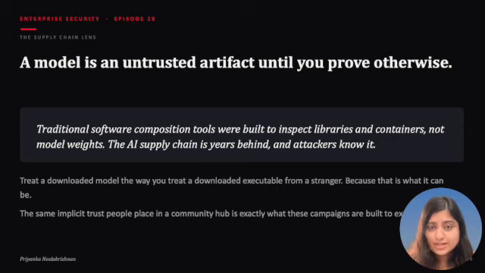So, treat a downloaded model the way you would treat a downloadable executable from a stranger on the internet. Exactly the same. Treat it the same way, just like how you treat a downloaded executable from a stranger. Because functionally, that is what it can be. The implicit trust we place in a friendly community hub is precisely the thing these campaigns are designed to exploit.